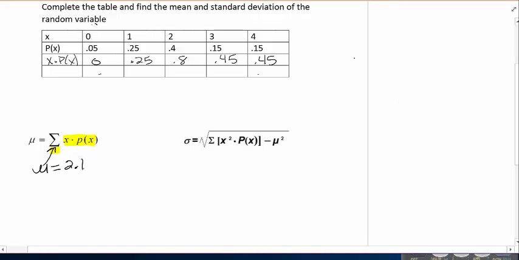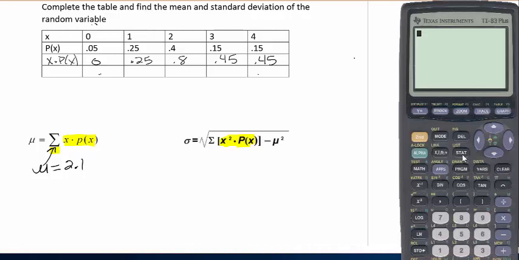Now for the standard deviation. The formula says I need to take the x squareds and multiply by the probabilities. So I no longer need my x's. Now I need my x squareds. So I'm going to go stat, edit. I'm going to clear list 3. And in my list 1, I'm going to put the squared values. So 0 is the same, 1 is the same, 2 becomes 4, 3 becomes 9, 4 becomes 16.